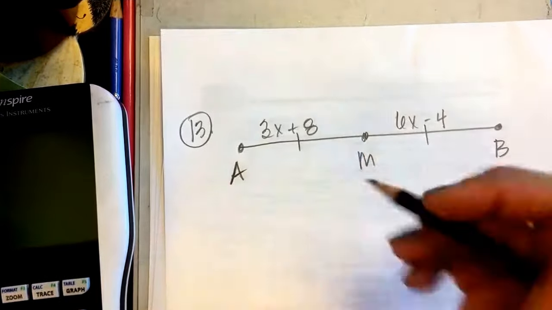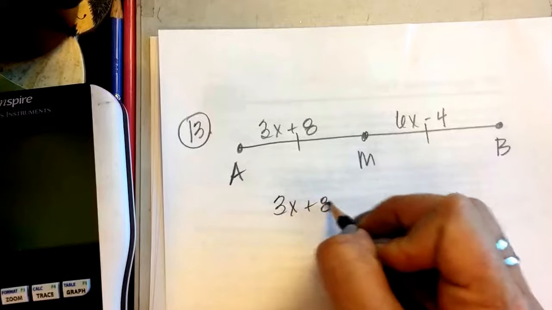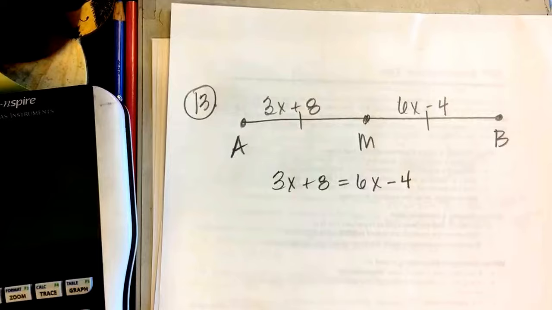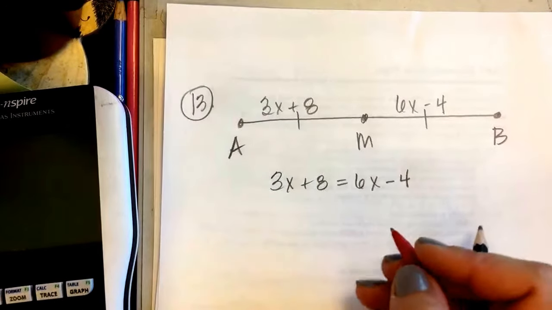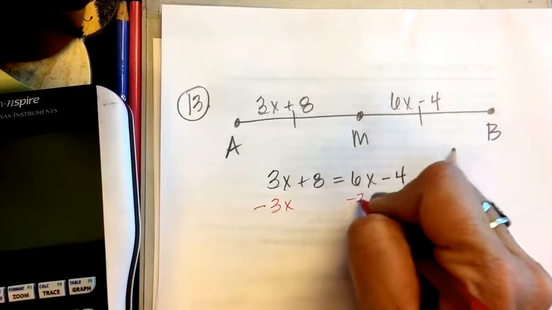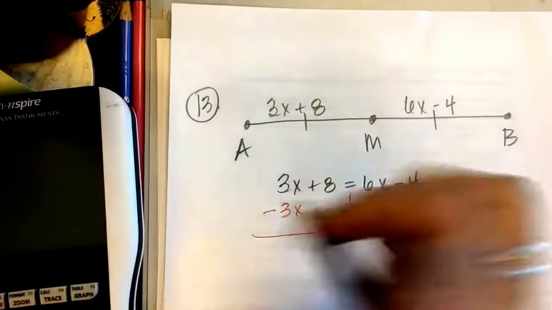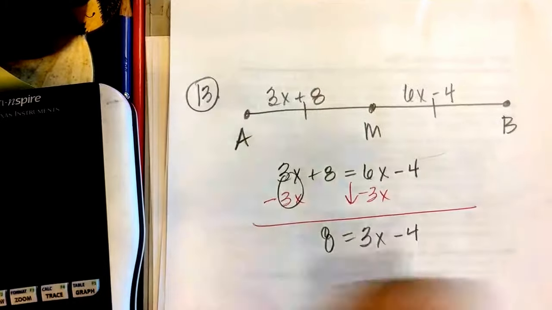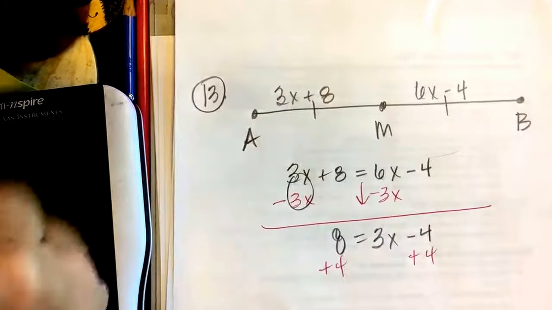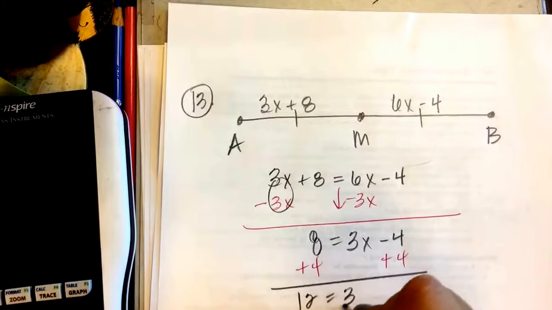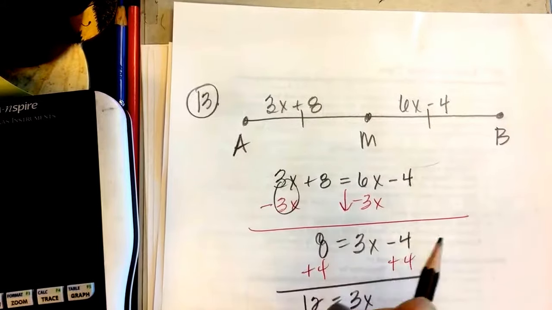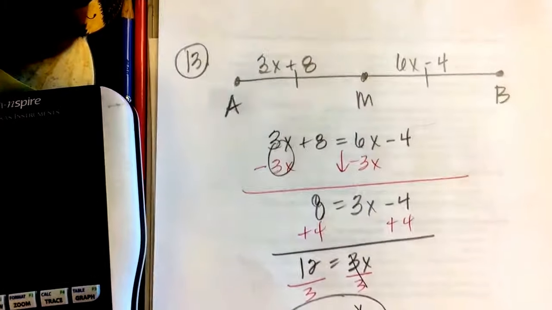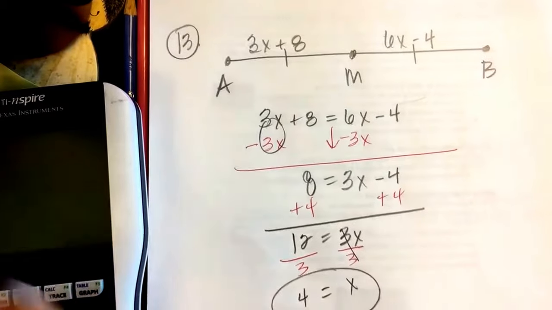Now, since M is the midpoint, all we got to do to solve this is set these two equal to each other. Once I've set them equal to each other, there's 4 ways I could start solving, but I'm going to go minus 3x first. Coming across the equal sign to undo. 8 equals 3x minus 4. I'm going to add 4 to both sides. 12 is equal to 3x. I'm going to divide both sides by 3. X is equal to 4.